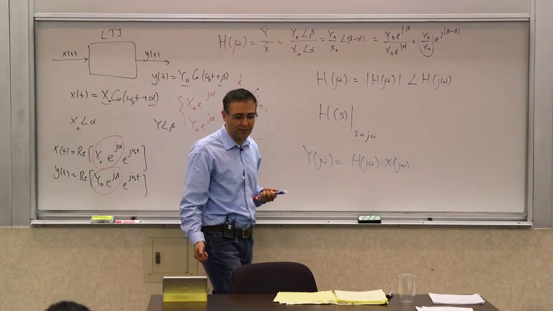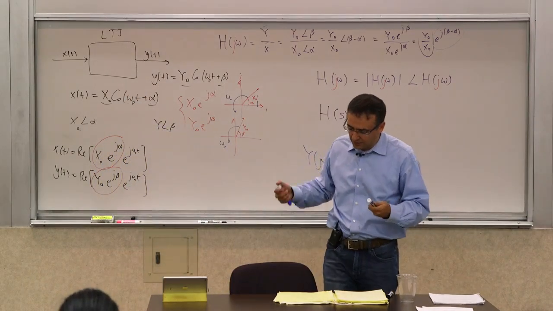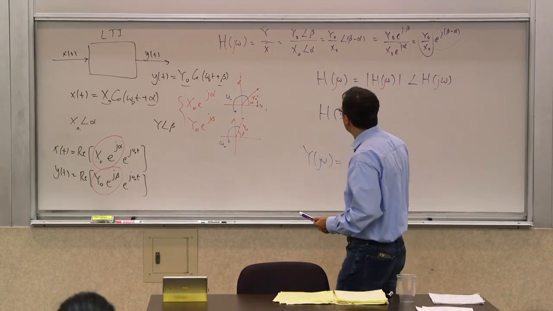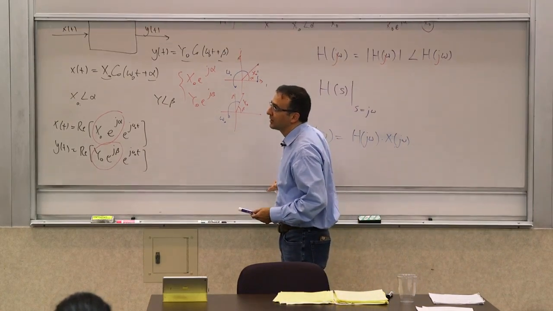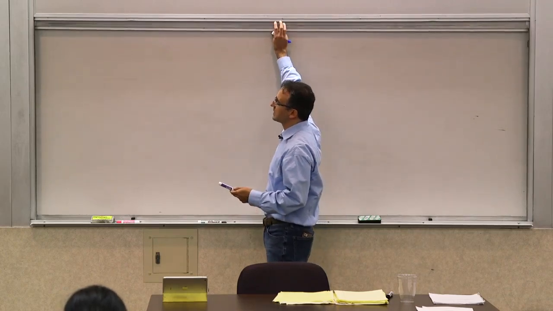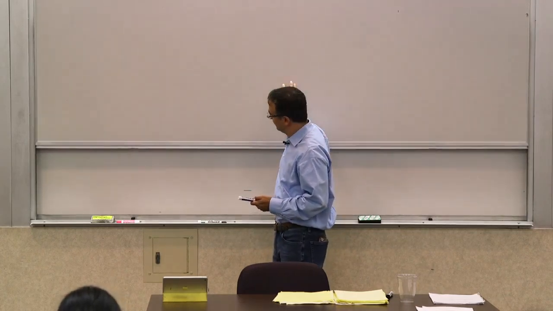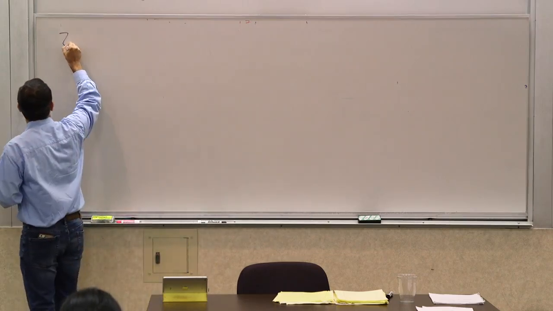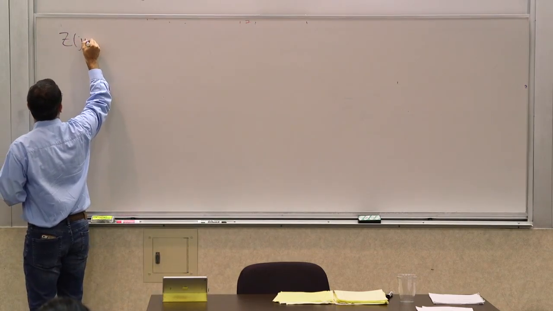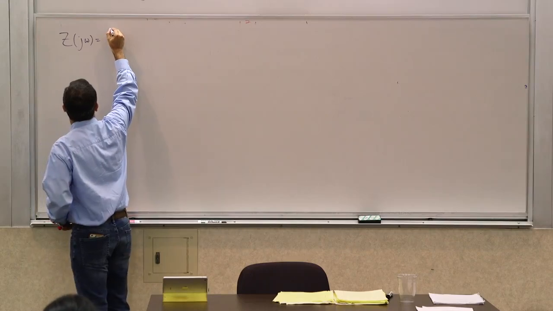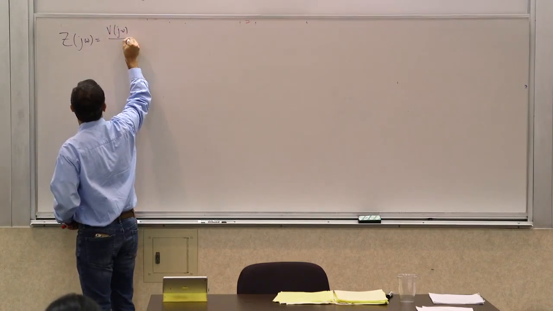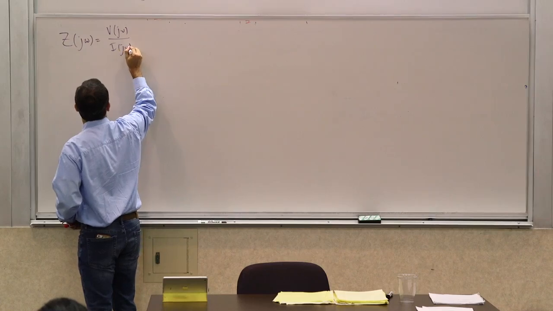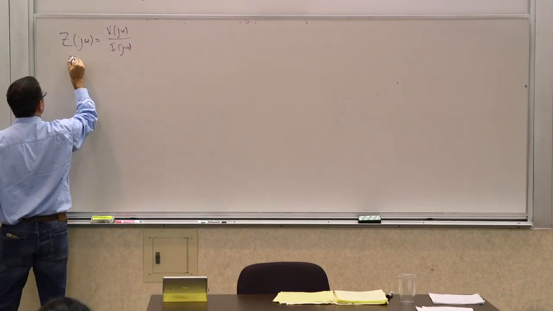But it's a useful thing because doing this allows you to calculate the transfer functions in a pretty straightforward fashion. So using this notation, for example, you can write impedances, as for example, V of j omega divided by I of j omega for a two-terminal device.